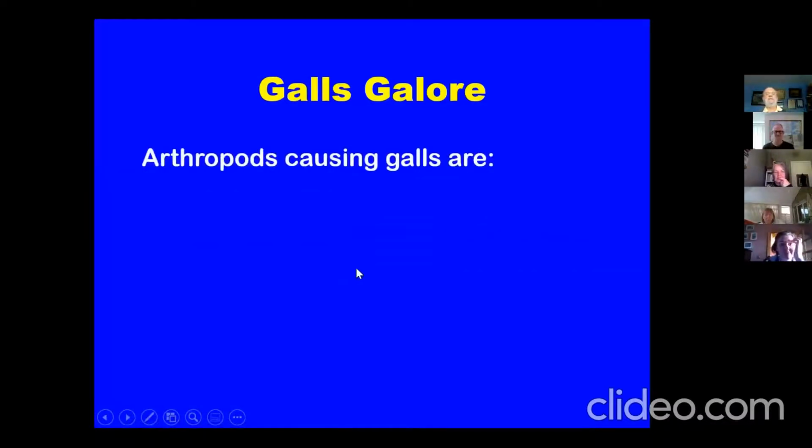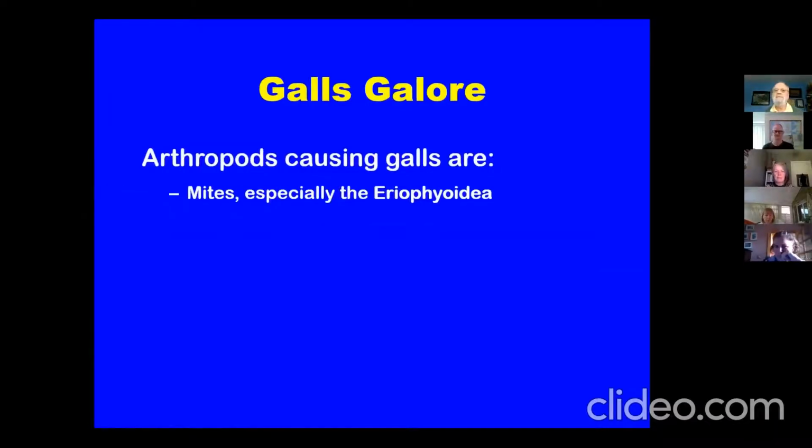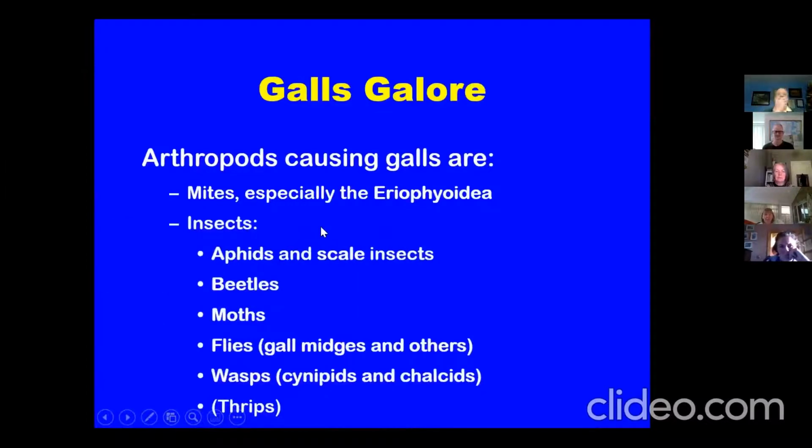Right. So gall causers, I've mentioned insects and mites. So mites, especially the Eriophyoidea, which I've talked about. Then we've got all of these different insects that cause galls. Aphids, beetles, etc. Thrips is in brackets because there are no thrips gall causers in this country. There are in other countries, but not here. But we have lots of gall midges and we have lots of cynipids.